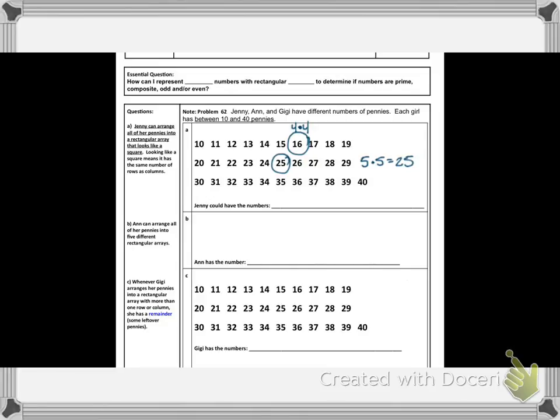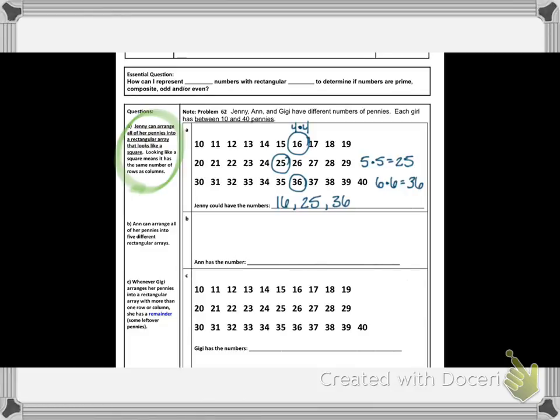If we continue looking at that cherry piece of paper, the next number that is going to work is 36, because 6 times 6 is 36. So according to these rules, Jenny could only have the numbers 16, 25, or 36. Those are the only numbers that make the square.